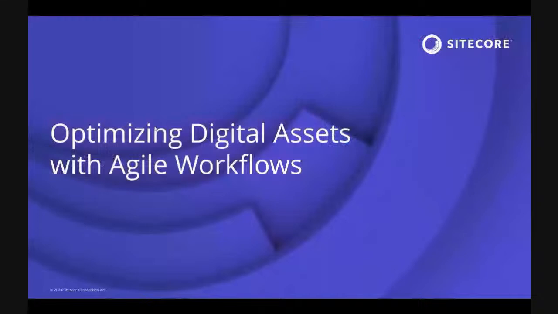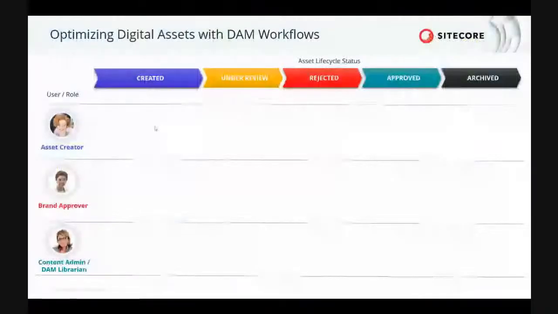So how do we optimize digital assets with agile workflows? What I wanted to start with is bringing a blank slate of a typical digital assets workflow, where the asset lifecycle status on top here, that I've represented with the colored boxes, goes from the status created to under review to rejected to approved to archive. This is not a linear process, and you'll see in a minute how this works.